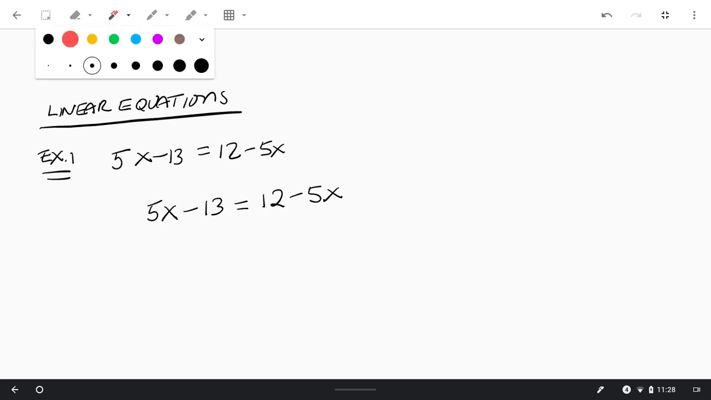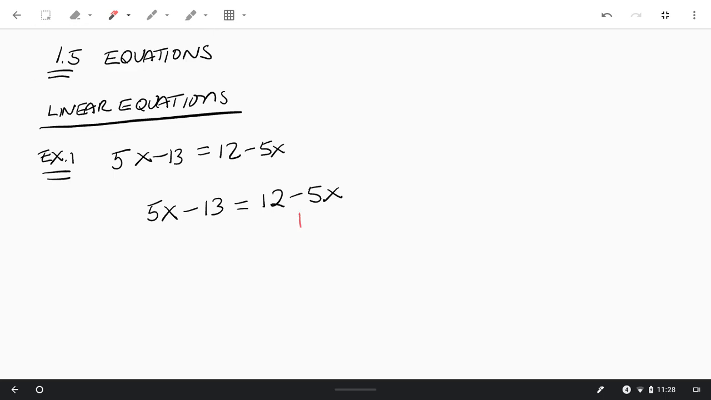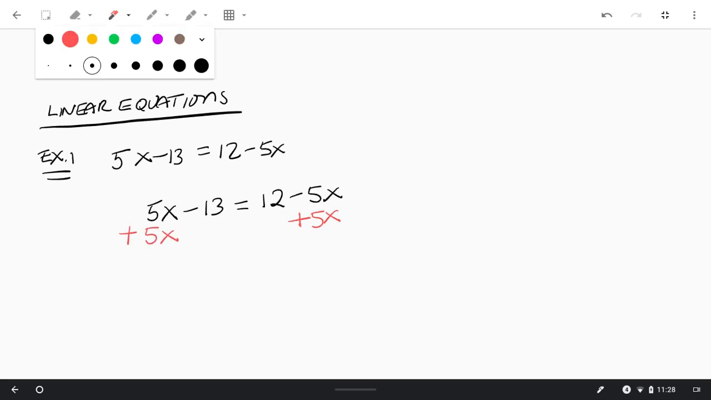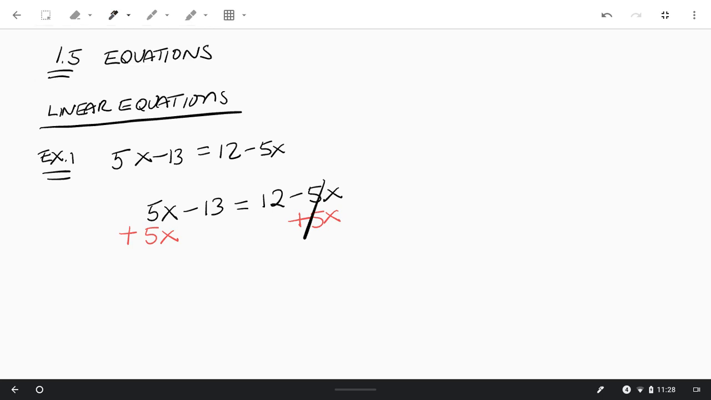Okay, so I'm going to go ahead and decide to cancel this one over here. So I will add 5x to both sides. Okay, and that will cancel out over here. And that will leave me with 10x on the left minus 13 equals 12.